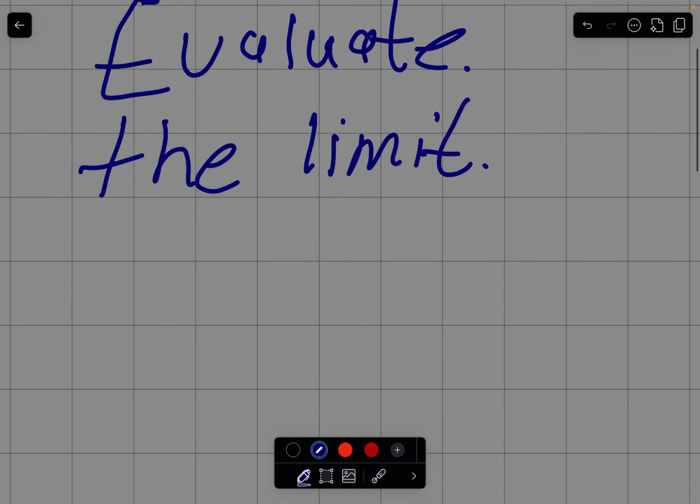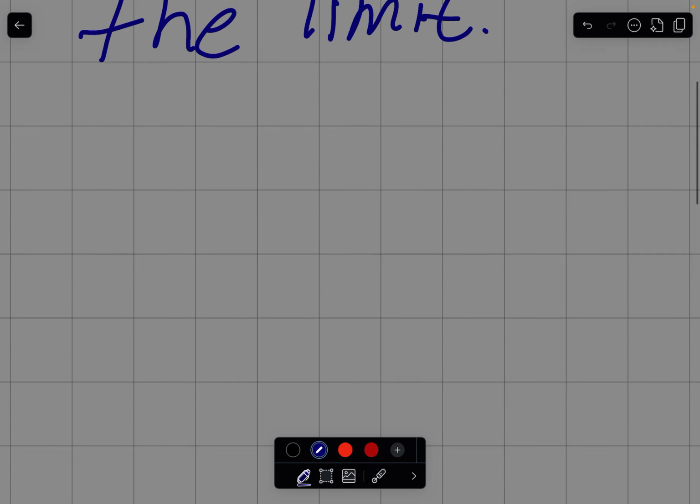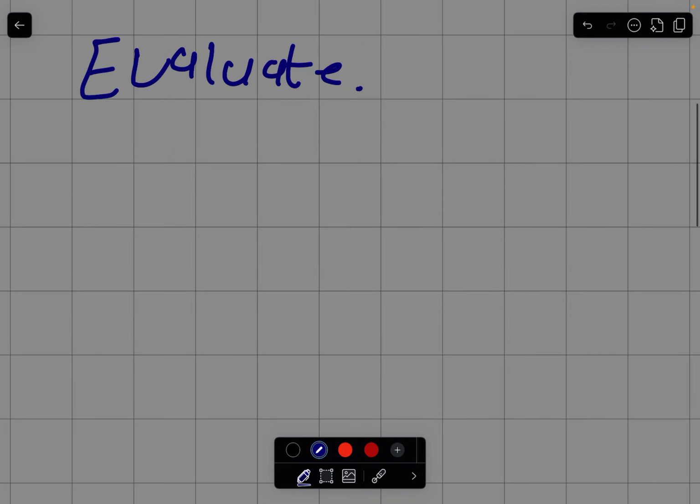Good evening. Today we're going to evaluate limits. In the last chapter we evaluated limits using a numerical approach. Now we're going to evaluate them straightforwardly, not using a numerical approach. We're just evaluating.